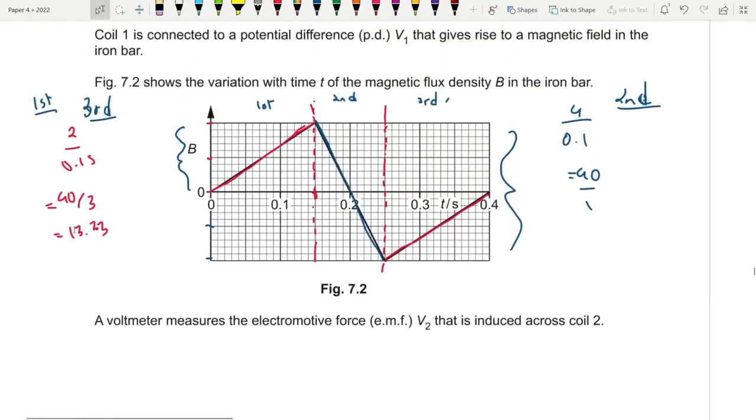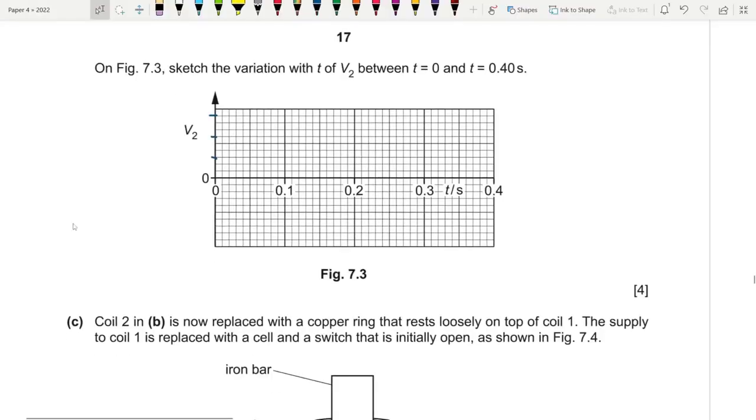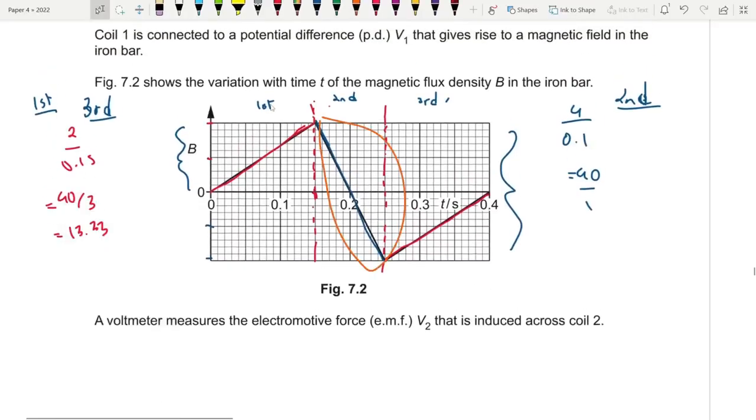Alright, so for the first section we have a positive gradient, so a negative value. So 1 2 3 4 5 6 7 8 9. Okay, so we are going to have a negative value till 0.15 seconds. Then, sorry, it shouldn't be so high up, since it's like 40, the first part should be till 0.15 over here, like this.